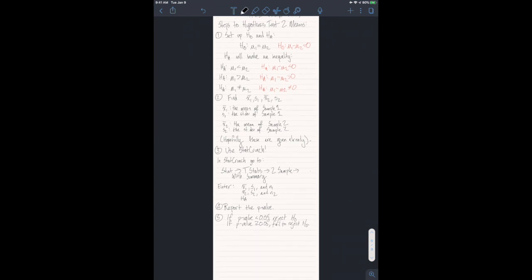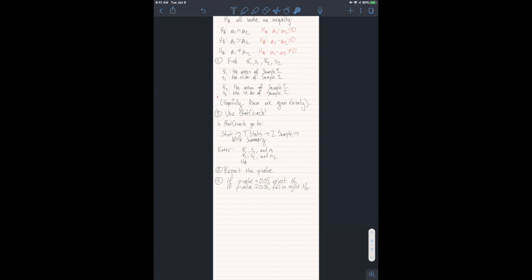For two means, very, very similar. You set up H0 and HA. H0 is that there's no difference between the true proportion, the true mean for one versus the other subset. The alternatives are that one is less than, or greater than, or not equal to the other.